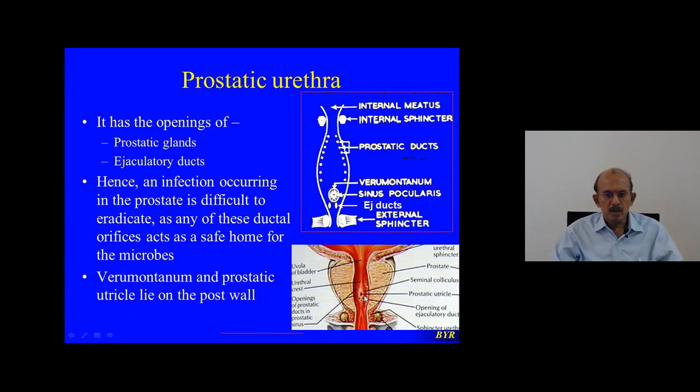This is the verumontanum. On the verumontanum, you can see a small opening. This opening is the prostatic utricle. This is the prostatic utricle. So over the verumontanum, there is the prostatic utricle.